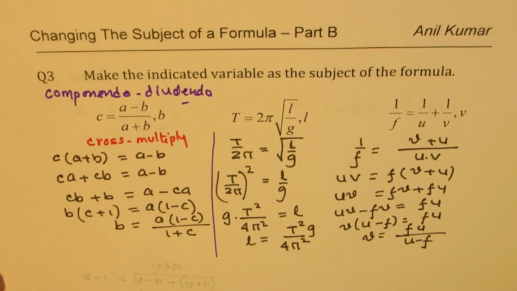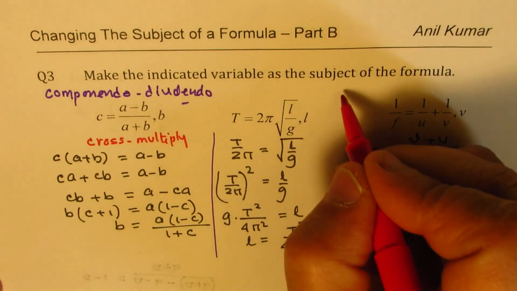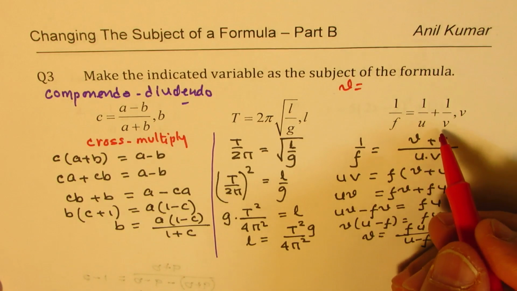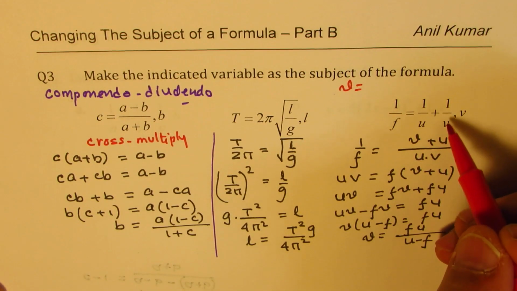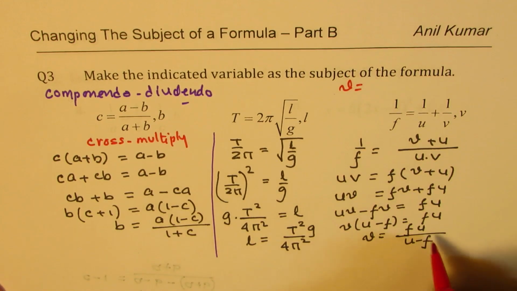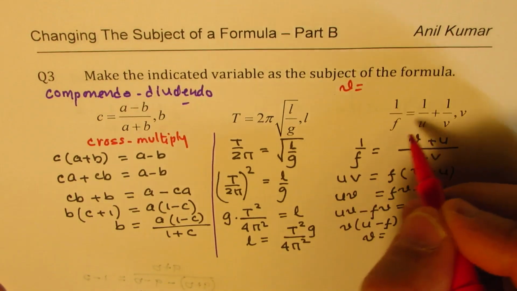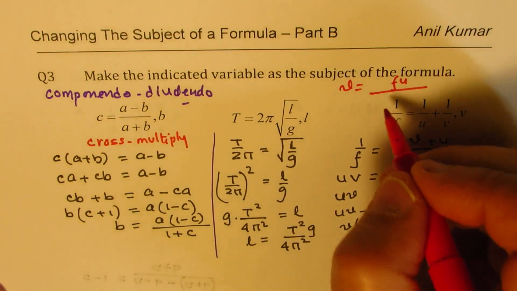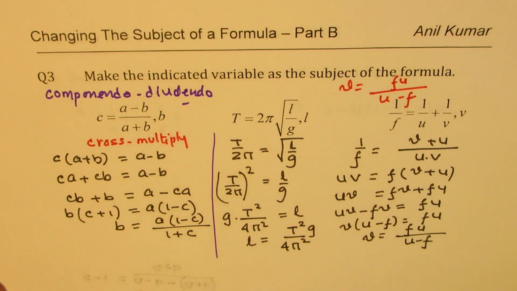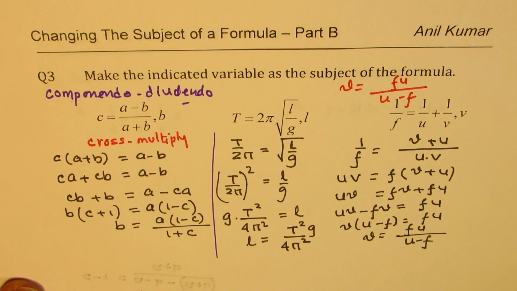Is that clear to you? So that is how we are going to get it. So let me rewrite the answer on the top. So what we get here is that v is going to be equal to the product of f and u divided by the difference of u and f, right? So that is the result. So I hope you understand and appreciate how we could do this.